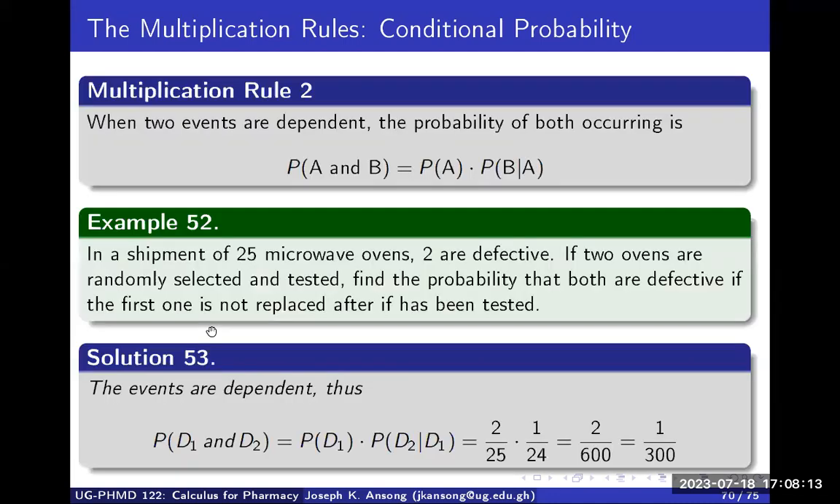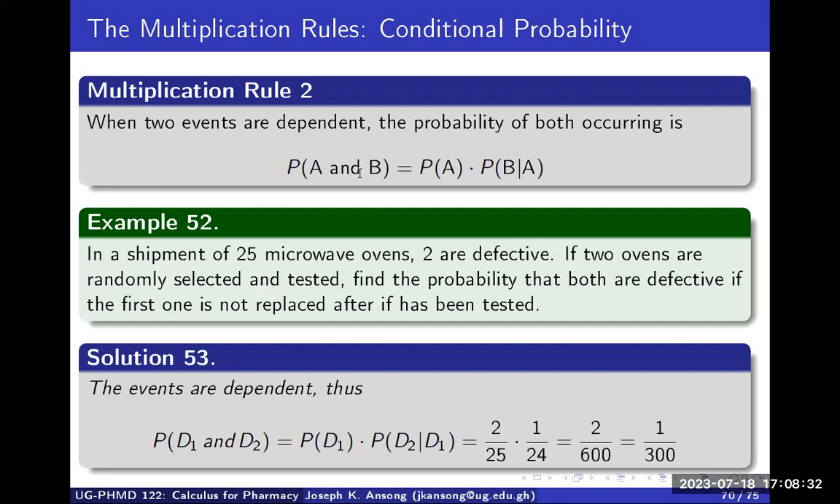Good. So multiplication rule 2 says that when two events are dependent, that is, when you have conditional probabilities, then the probability of both occurring is this.